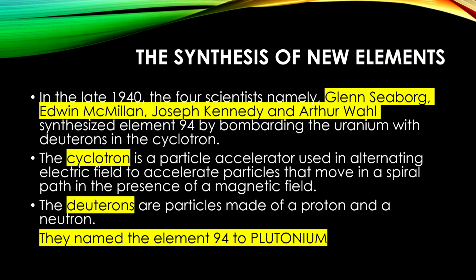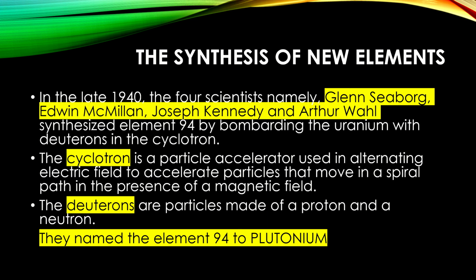In late 1940, four scientists, namely Glenn, Edwin, Joseph, and Arthur, synthesized element 94 by bombarding uranium with deuterons in the cyclotron. When we say cyclotron, it's a particle accelerator that uses an alternating electric field to accelerate particles that move in a spiral path in the presence of a magnetic field. So, the cyclotron is also a particle accelerator.